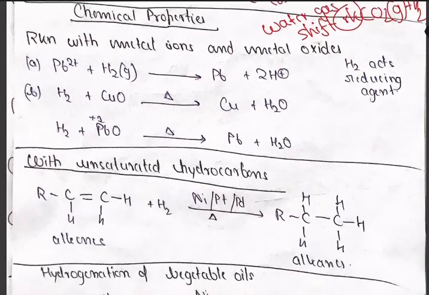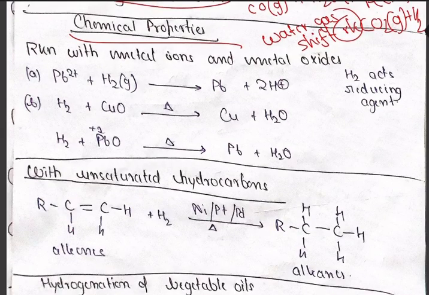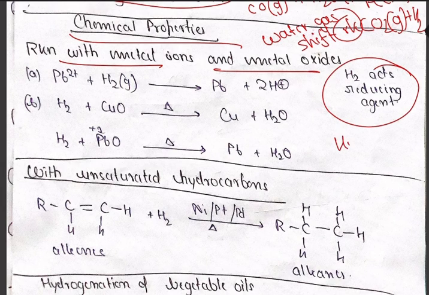Now we will study the chemical properties of dihydrogen, its reaction with metal ions and metal oxides. Dihydrogen reacts with metal ions and metal oxides, and in these reactions H2 acts as a reducing agent.